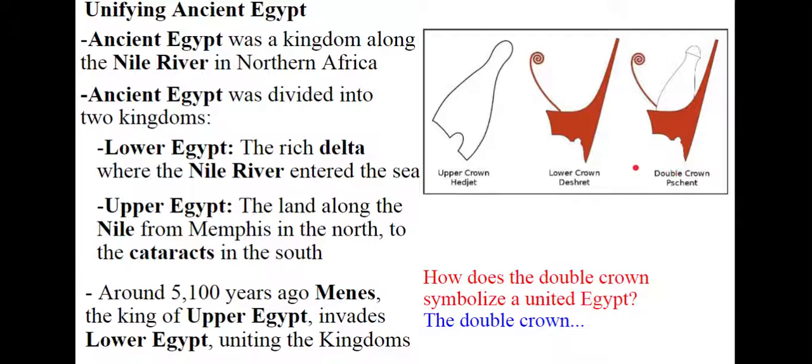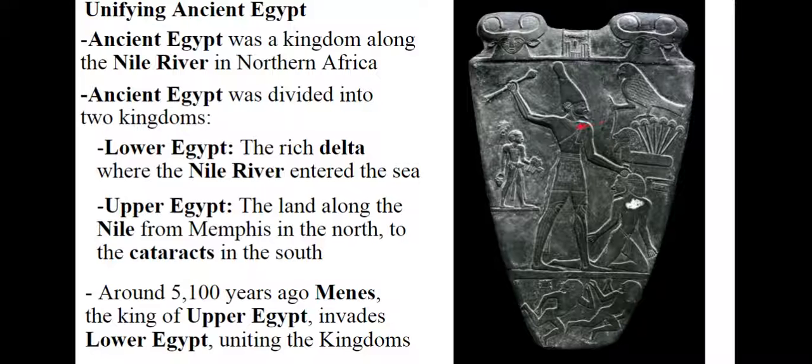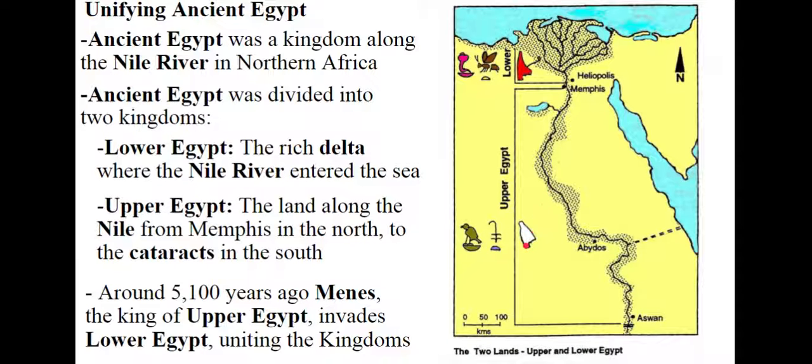So, how does this double crown symbolize a united Egypt? How does this double crown show Menes, the king of Upper Egypt, bringing Lower and Upper Egypt together?